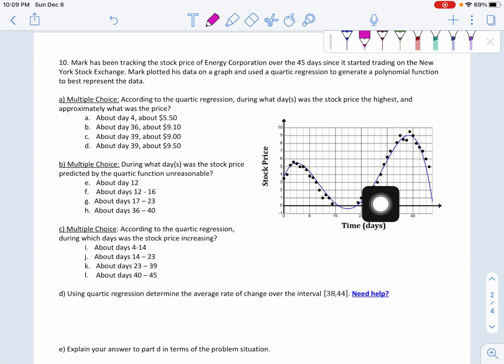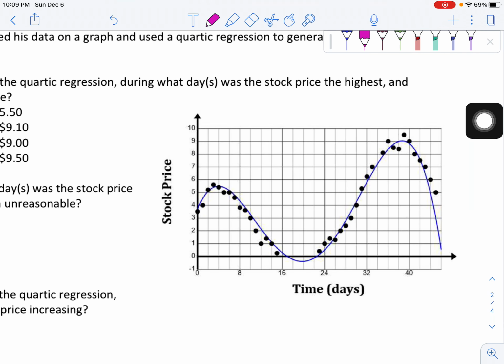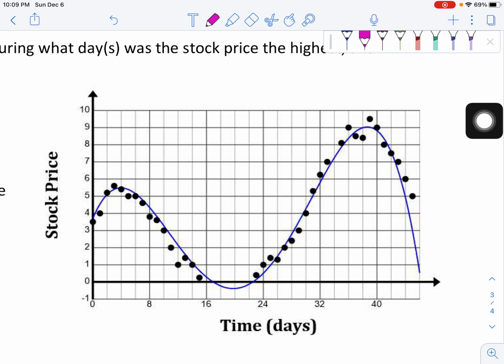Okay. So then if I look here, this is 32, 34, 36 is right here. So if I go up here, yeah, there's higher points than that. So now I'm going to move over here, and these last two are day 39. And it's either going to be about $9 or about $9.50. So I'm going to zoom in just on the picture. And if I look at this, yeah, it's between 38 and 40 days.